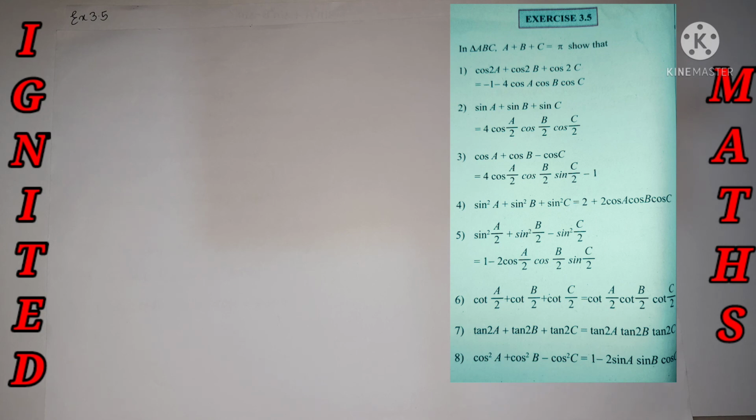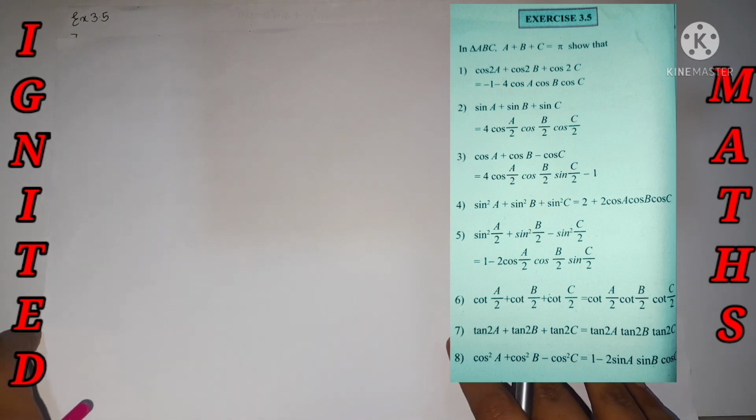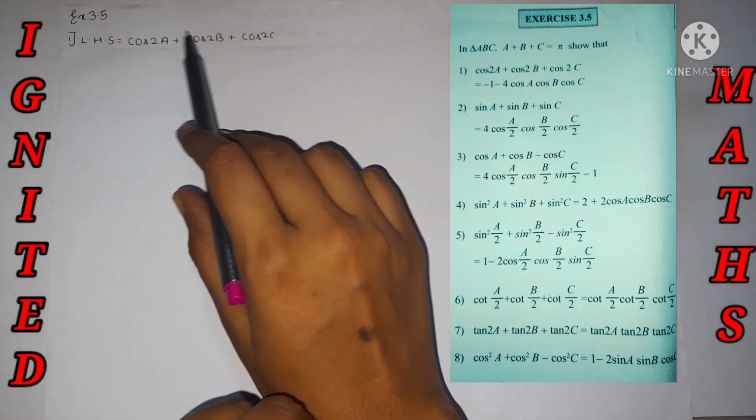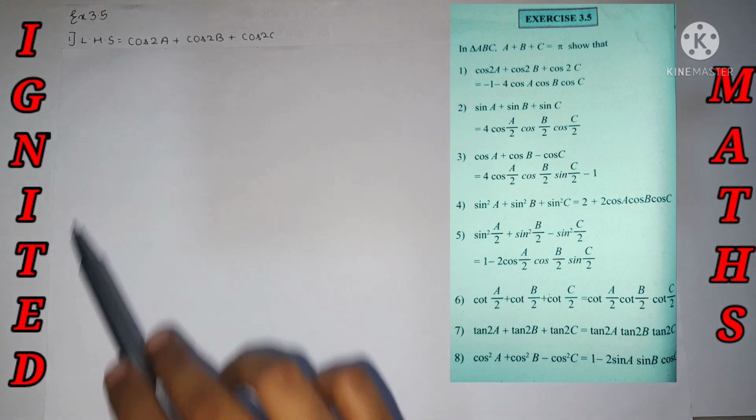It's nothing but, in triangle, A plus B plus C is equal to pi, and we need to show that according to the question. So I took the first sub question. Let's take the LHS value and prove it to the RHS. So over here, cos 2a plus cos 2b. Can we apply the formula of cos A plus cos B?